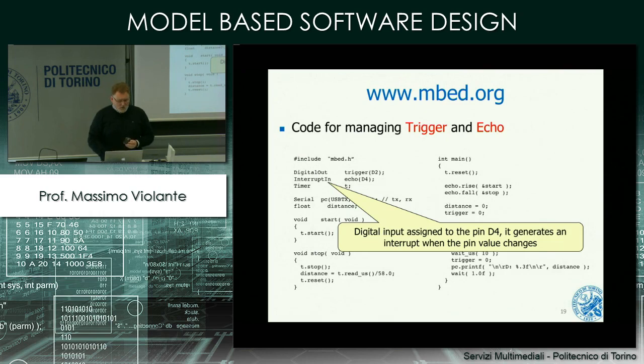This is because we are not just interested in knowing the value of the echo signal coming from the sensor connected to D4, but we are interested in measuring the duration of the pulse that is produced on that input by the sensor. So we may want to start a chronometer when the pulse goes from 0 to 1. Then we may want to stop the chronometer when the pulse goes from 1 to 0. So we must be able to recognize events happening on the specific pin D4.